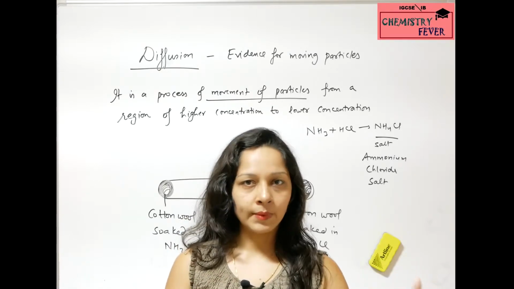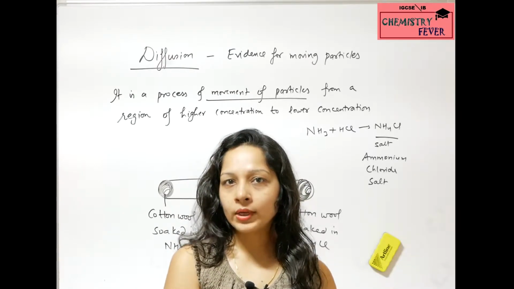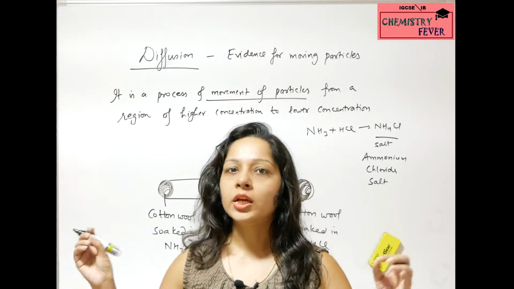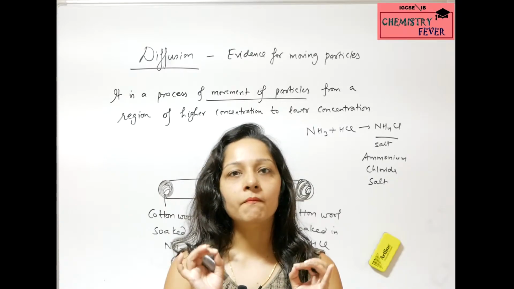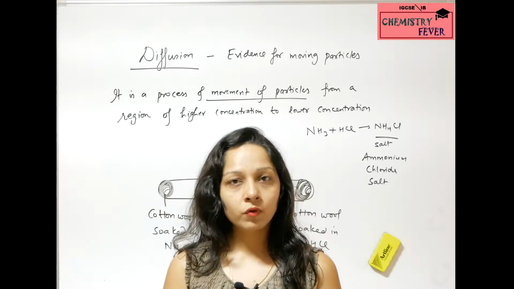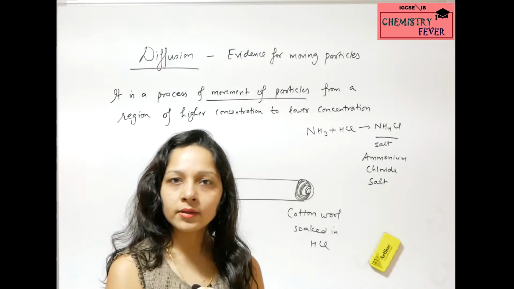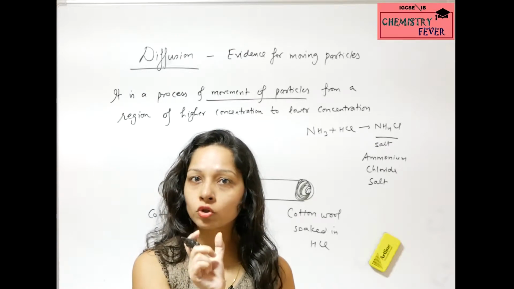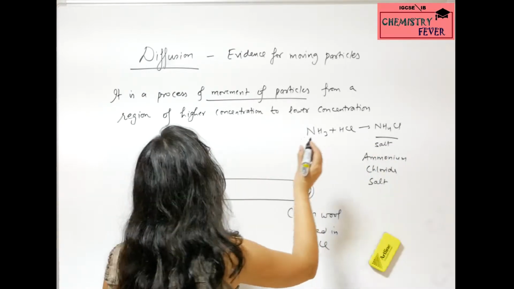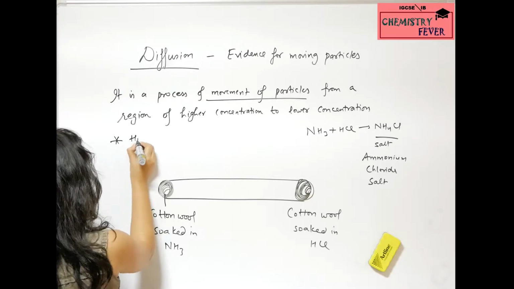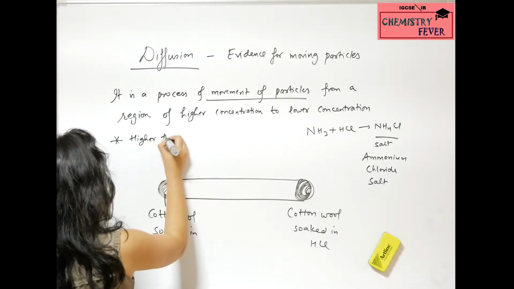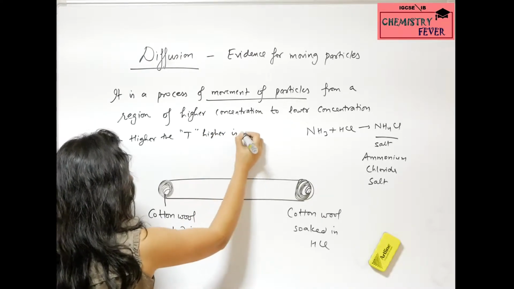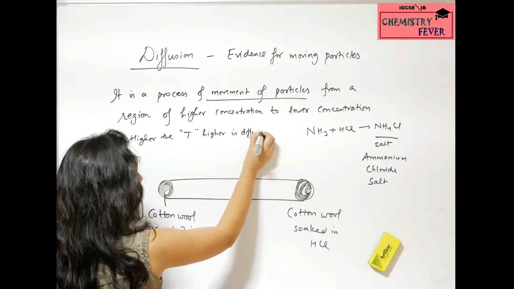So suppose there are two experimental setups given in front of you. You are doing the same thing at 10 degree, then 20 degree, then 50 degree, then 100 degree. Then 100 degree diffusion will be fastest. Okay, so diffusion depends upon temperature. So higher the temperature, higher is the diffusion. Always think it. You will get many questions based on this application. So for diffusion, always very important, higher the temperature, higher is diffusion.